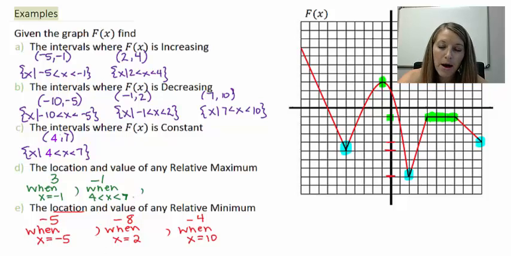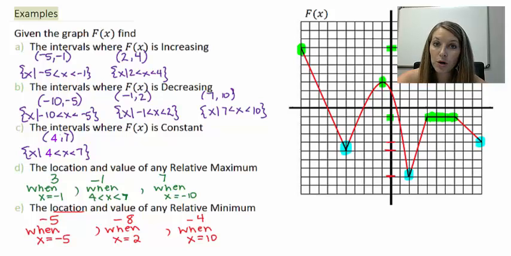There's one other possibility of a maximum on the graph, and that is this high point right here. And so that high point happens at the y value of 7. And the location of that is when my x value is equal to negative 10.